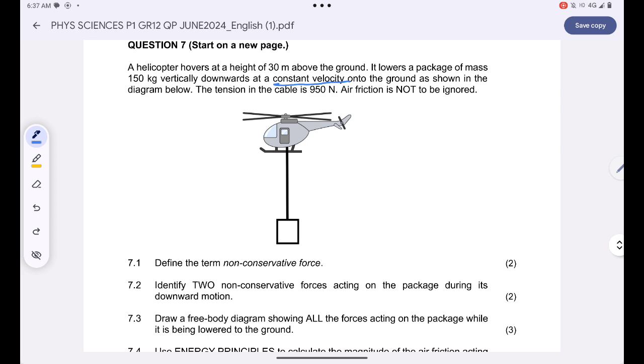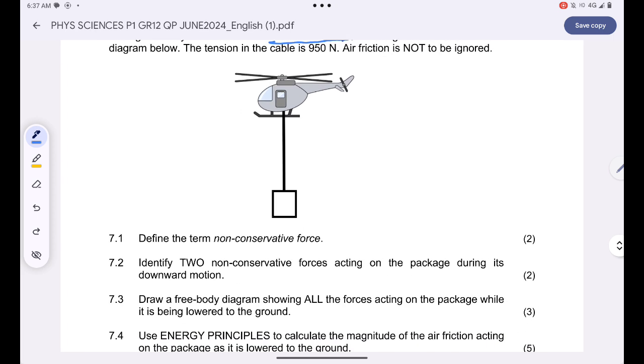Over here, we are told that this system is moving at a constant velocity. Constant velocity in physics simply means that acceleration is 0, and when acceleration is equal to 0, it simply means that the resultant force, or F net, is equal to 0. Work net is also equal to 0. The change in kinetic energy is also equal to 0 because there's no change in velocity. Are you together? Please do not forget those things.